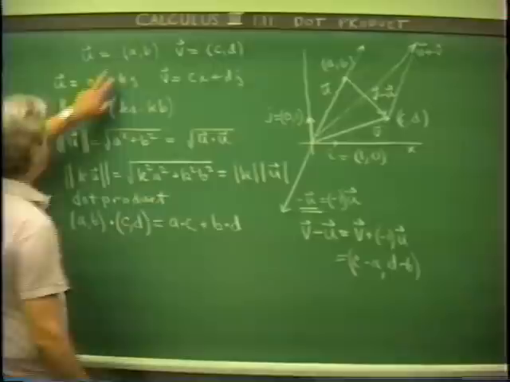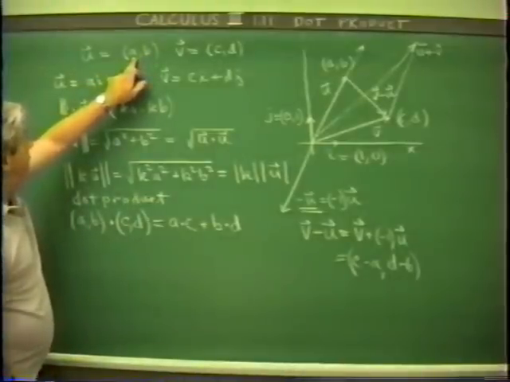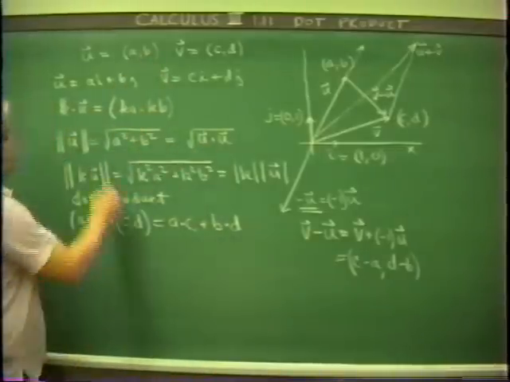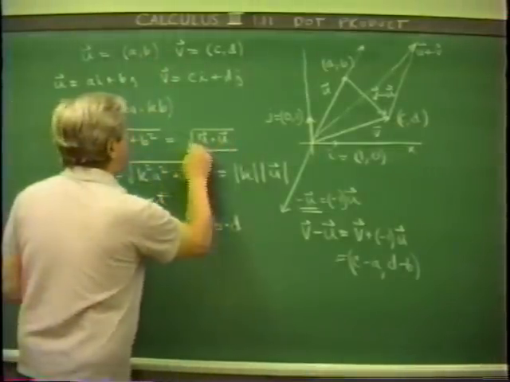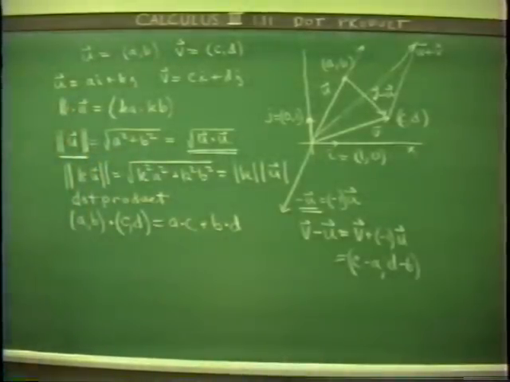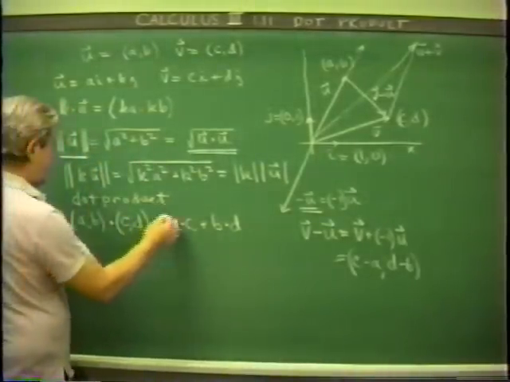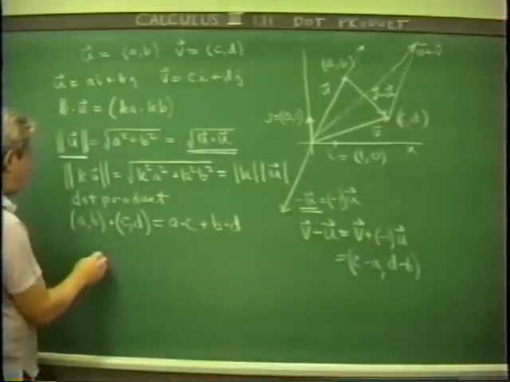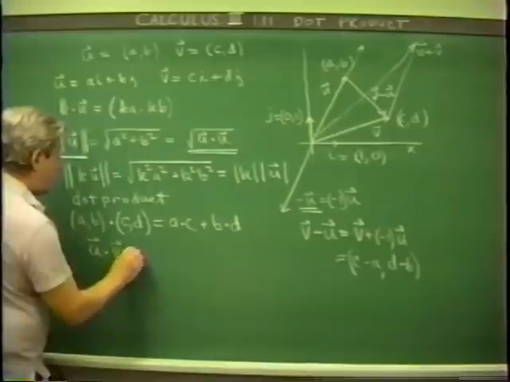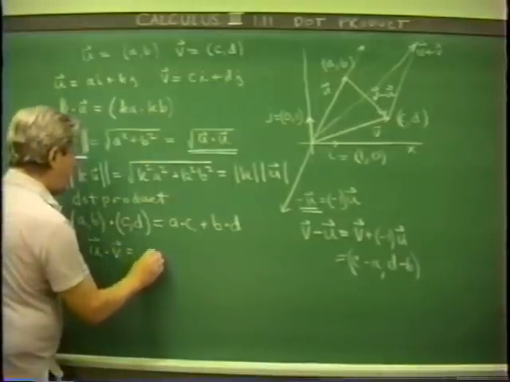Consequently, the magnitude of u is going to be the square root of u dotted with u. It's another way to write the magnitude of u. If you take u dotted with u, it's going to be a squared plus b squared. Take the square root of that, we get the magnitude. So here we can write the magnitude using this dot product, and we don't have to know what the coordinates of the vector are. Dot product satisfies several rules here.